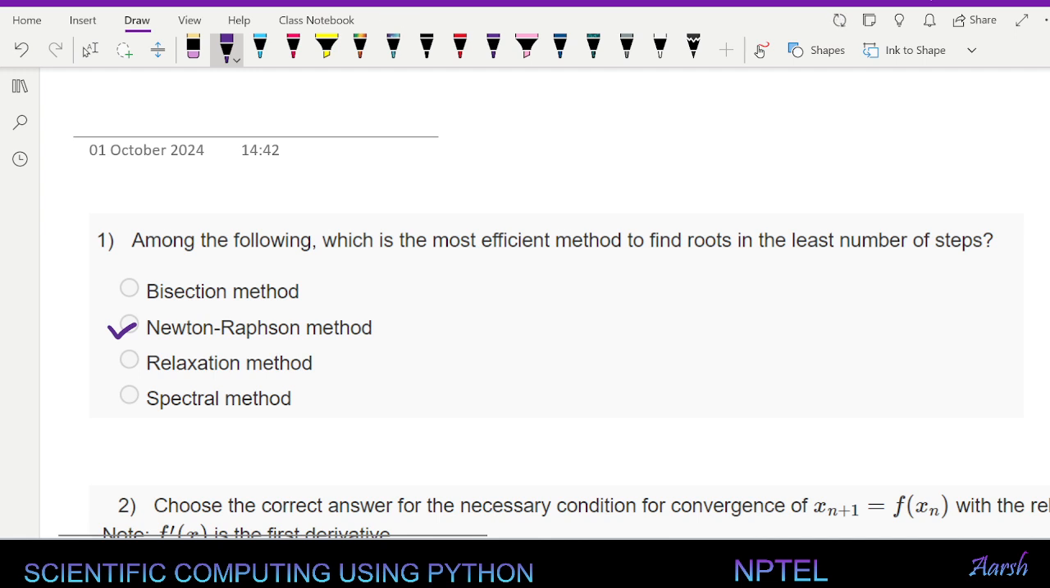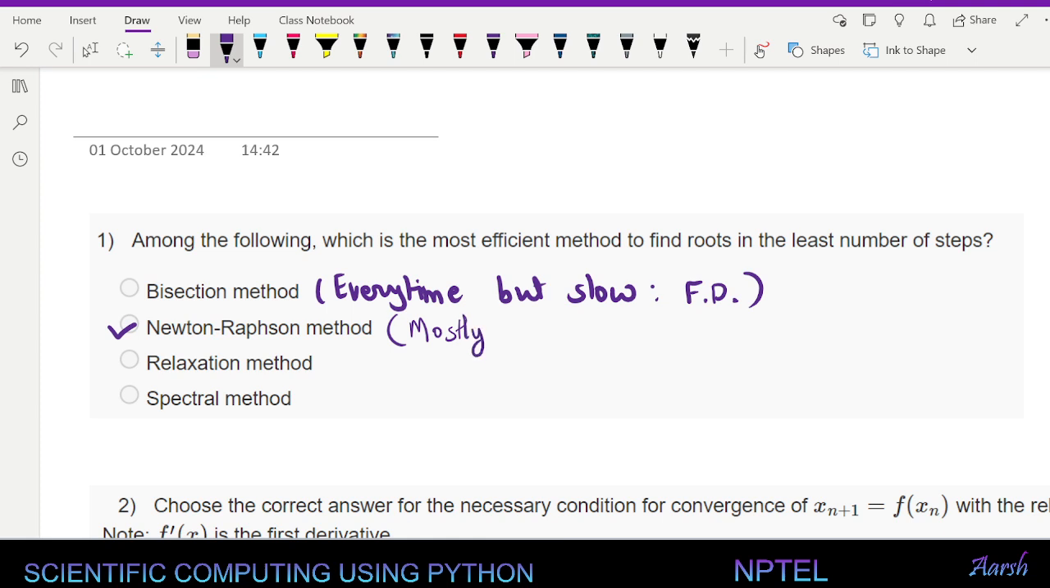Yeah, we saw. This works every time but slow. It's like a fixed deposit in a bank. You get a very small amount of interest, but it's not risky. This one works mostly, but sometimes it does not work. But whenever it works, it's fast. Yeah, it's like the share market.